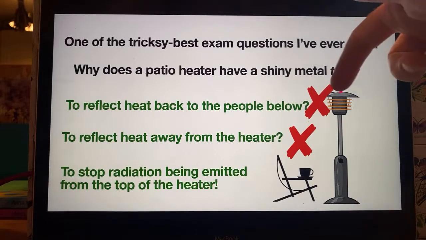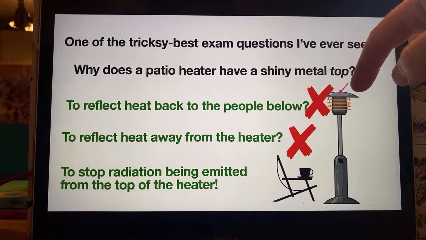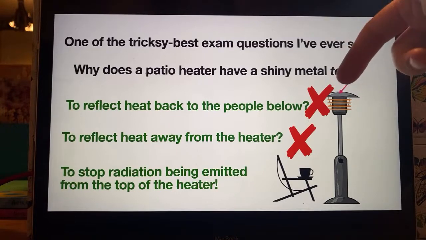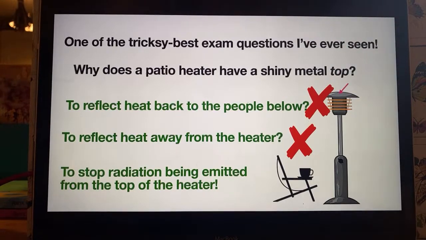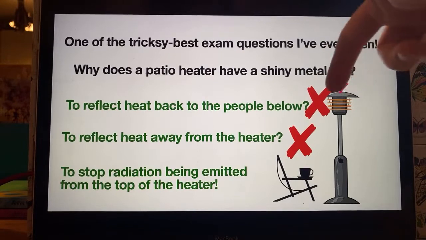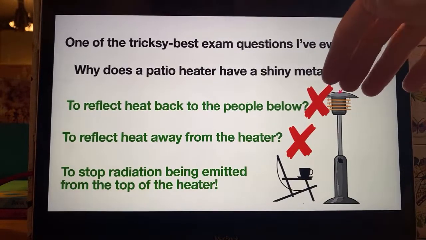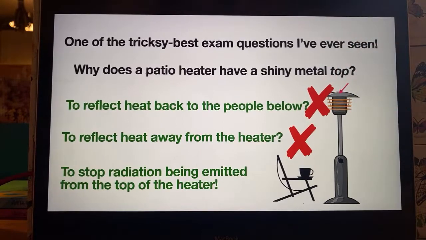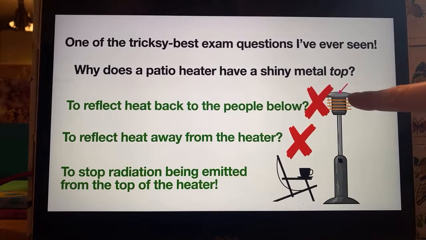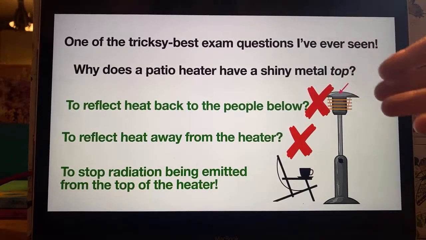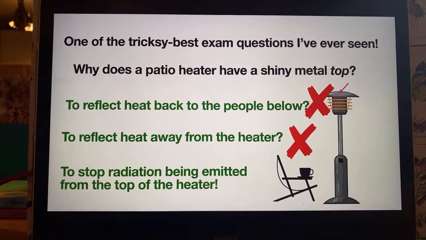And the answer was, it's got a shiny top to stop radiation being emitted from the top of the heater. Isn't that brilliant? So if the top of the heater had been black, obviously it would have absorbed infrared radiation from below, and then it would have emitted it, so that heat would have got lost. But shiny materials are very bad at absorbing and emitting radiation. So good and so annoying. But honestly, round of applause for whoever wrote that.